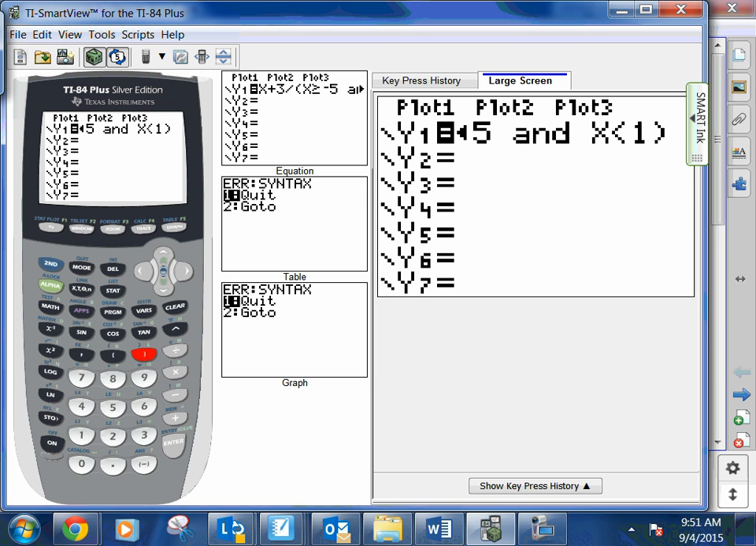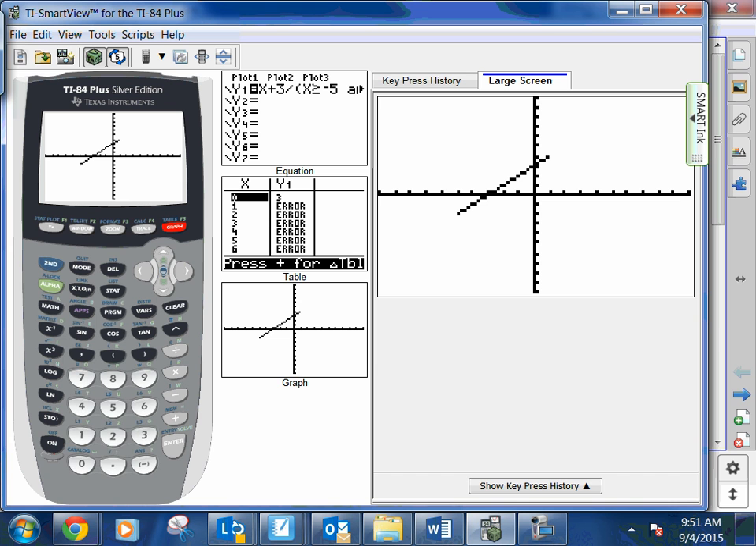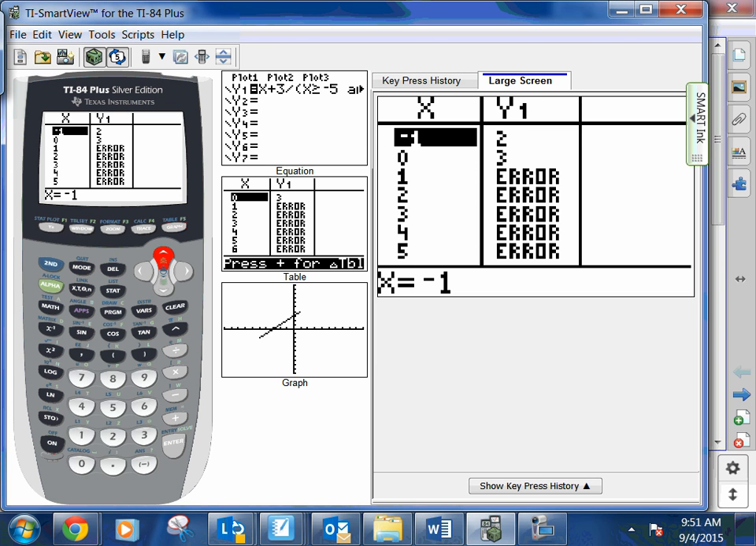And once I do that, once you have it written out like this, look what happens to my graph. Y'all see what occurs? I have a graph that now only exists between the values of 5 and 1, not including 1. So if you bring up your table, you're going to see that at 1, it says error because it doesn't exist there. But it exists at 0, 3, at negative 1, 2, everything else.